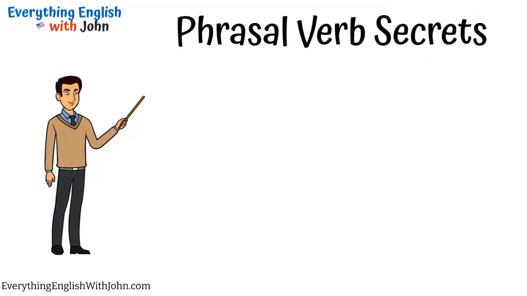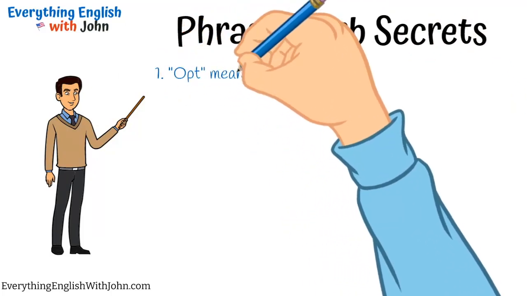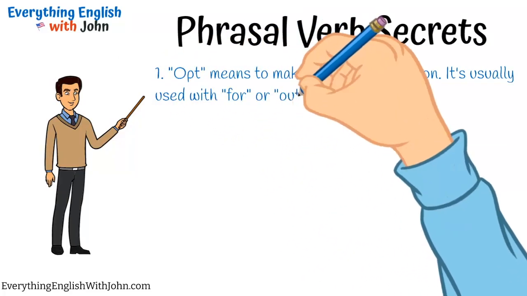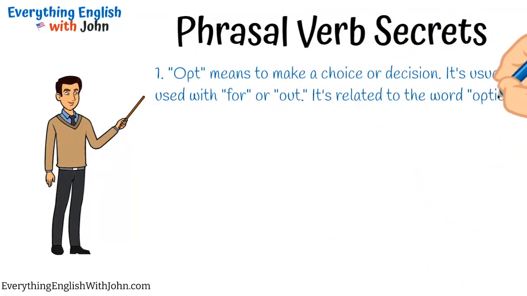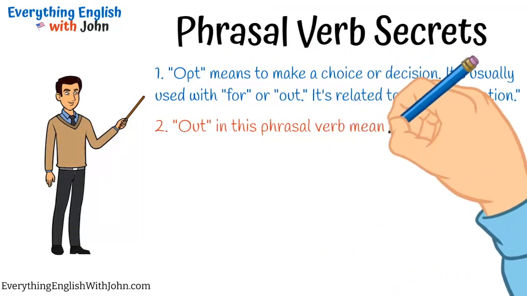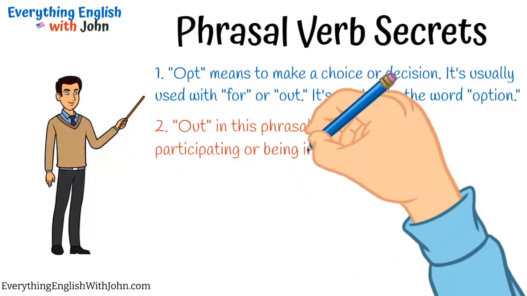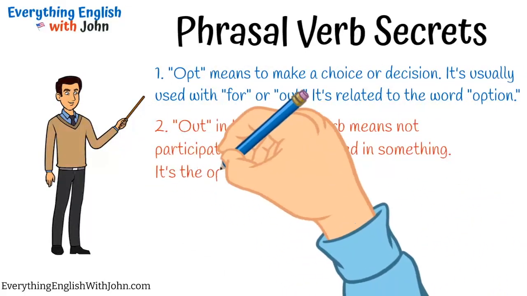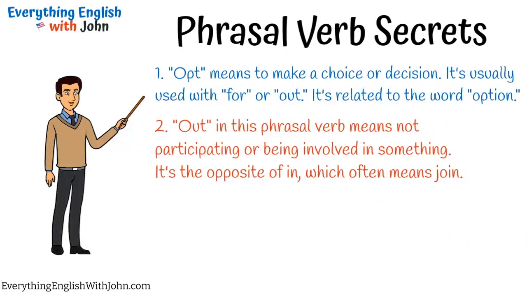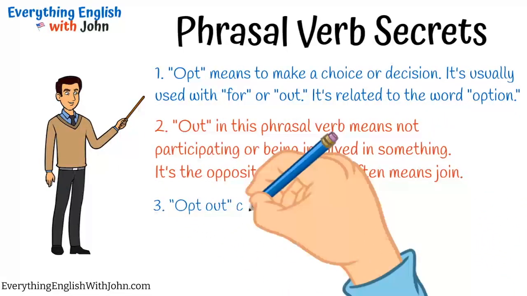Phrasal verb secrets. Opt means to make a choice or decision. It's usually used with for or out. It's related to the word option. Out in this phrasal verb means not participating or being involved in something. It's the opposite of in, which often means join.